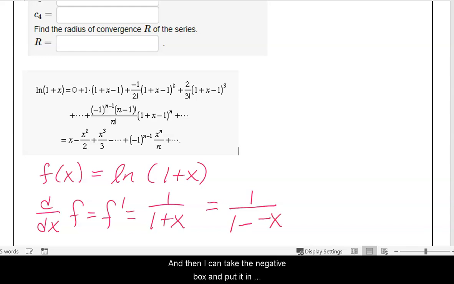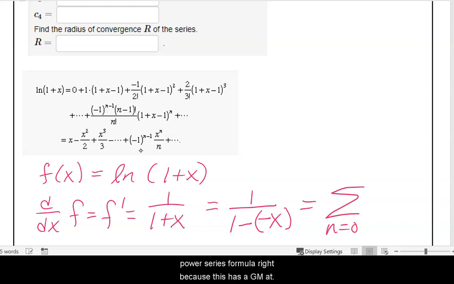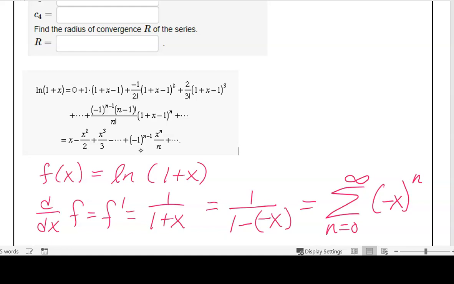And then I could take the negative x and put it in parentheses. And this part I can definitely write into my power series formula, right? Because this has a geometric series form. So this is negative x to the nth power, with the negative x being inside the parentheses. So this is how they came up with it.